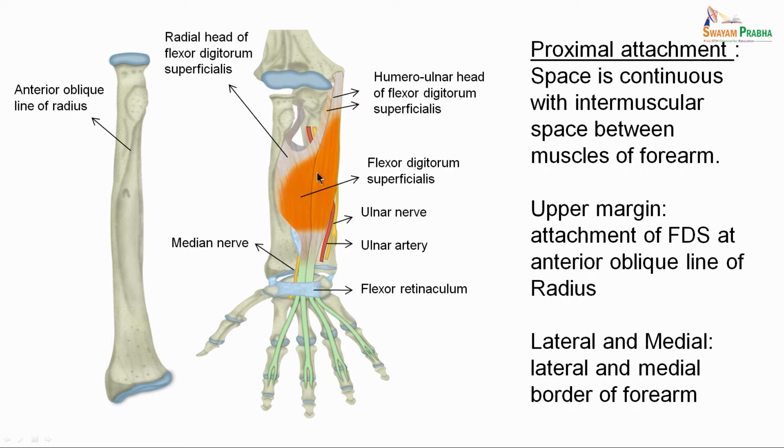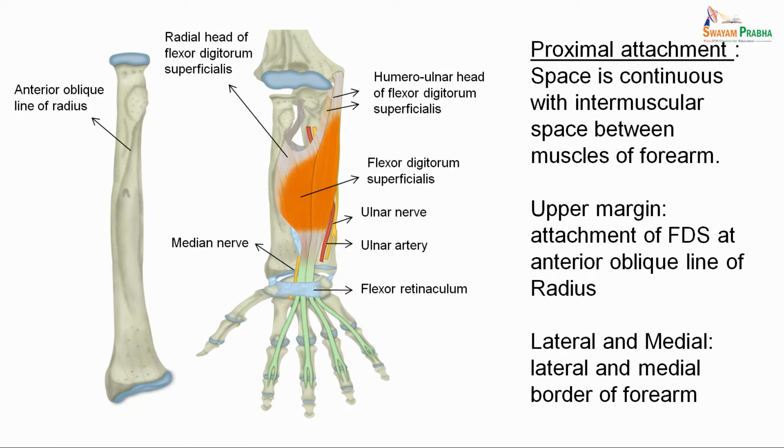Also, what is seen in the adjoining picture are the various origins of the flexor digitorum superficialis. What we see here is the humero-ulnar head of the flexor digitorum superficialis. Here is the radial head of the flexor digitorum superficialis taking its origin from the anterior oblique line of the radius, and that is how the fleshy belly of the flexor digitorum superficialis is formed.